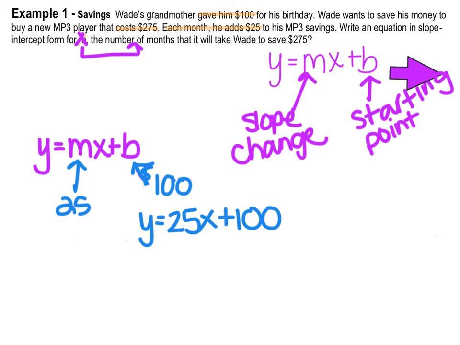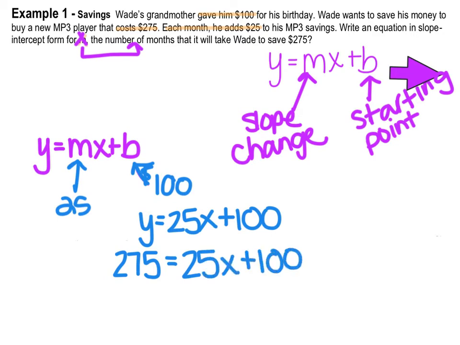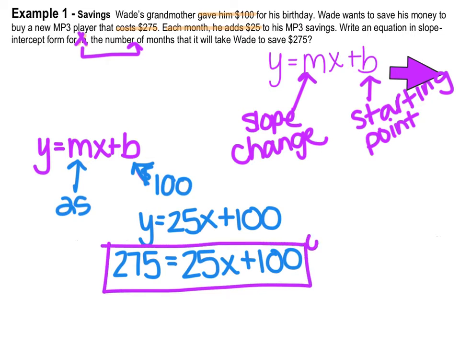Pay close attention to that last question asked, though. It says write an equation in slope-intercept form for x, the number of months that will take Wade to save $275. So our final answer is figure out where do I put that $275. In this case, that's the total. So his total cost, $275, is going to be 275 equals 25x plus 100. And this would be your equation that you would solve to figure out how many months it will take him.